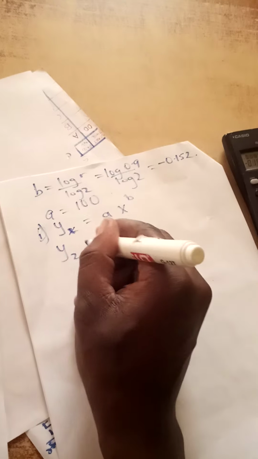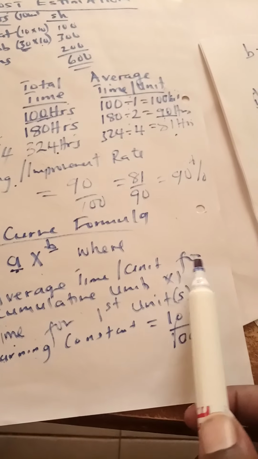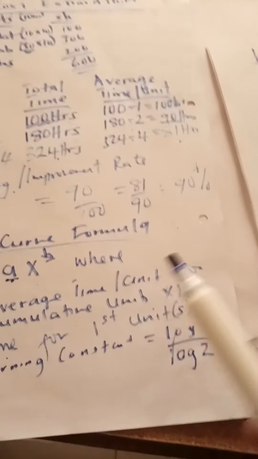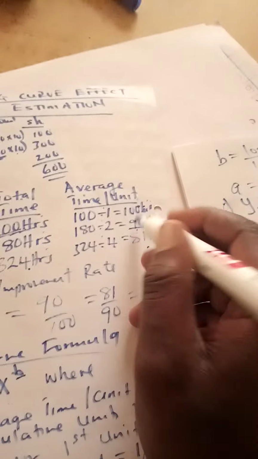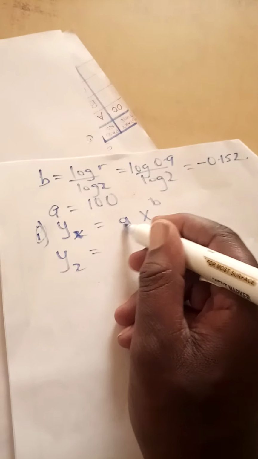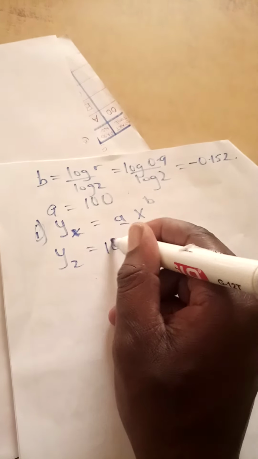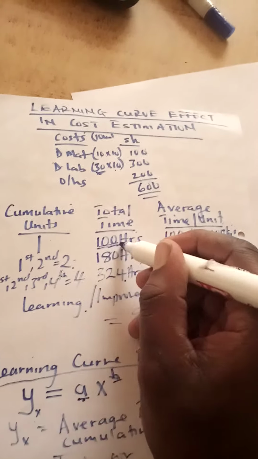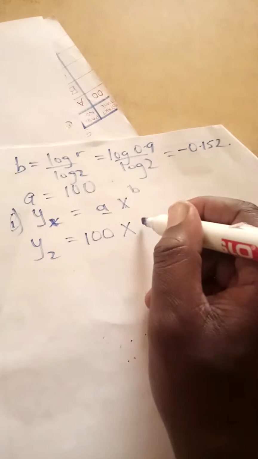So if somebody said y2, what that means is looking for the average time per unit for 2 units cumulatively. After they have made 2, what time will they have taken? We want to see whether the formula works. So we'll just go for A. A was 100. The first unit, these employees took 100 hours. So you put your 100 there. And X is 2. We want them to make 2 units.